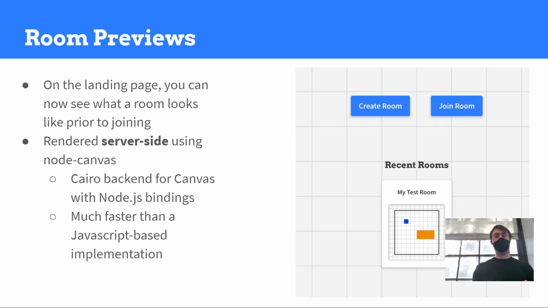Another feature that I worked on was the room preview. On the landing page, when you open up a room, it shows it at the bottom, so you don't need to type in the link every time. Now it has a little room preview right there. This is rendered on the server side using Node Canvas. I found a cool library called Node Canvas, a Cairo backend for Canvas with Node.js bindings, which is really nice because I'm not actually rendering it with JavaScript. I had to find pre-built binaries for it. So it's significantly faster than rendering with straight JavaScript. Again, that reduces any latency, and it's much faster than any JavaScript-based implementation.